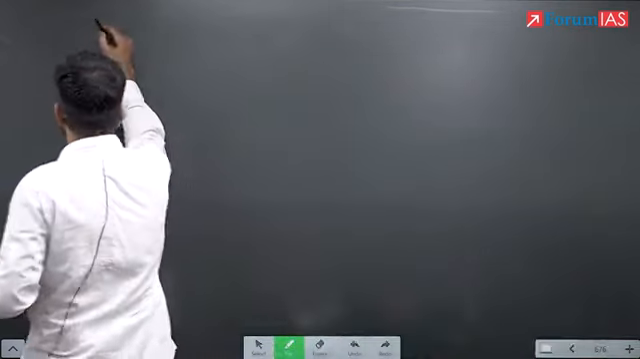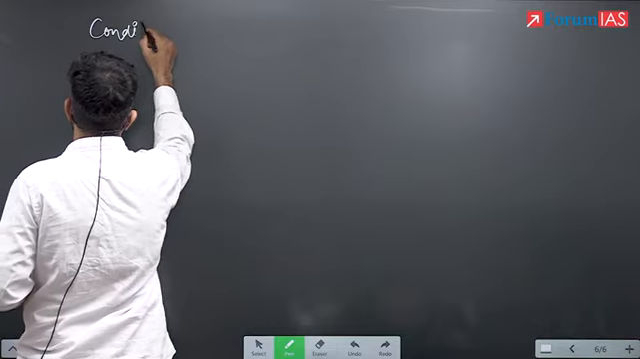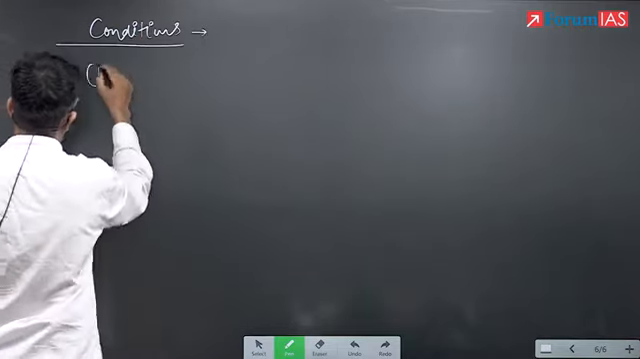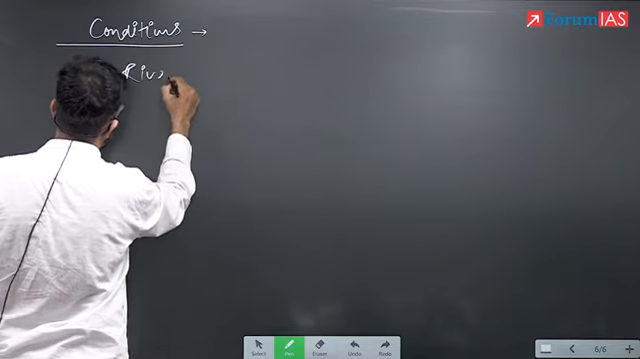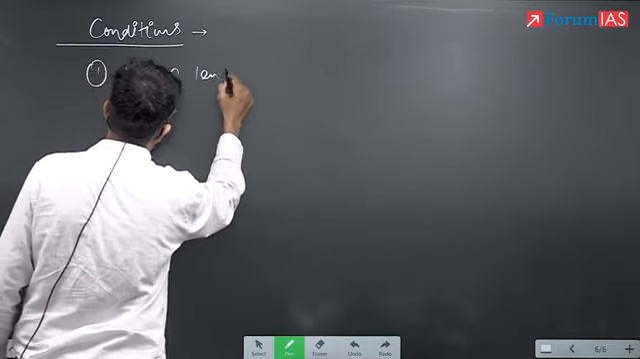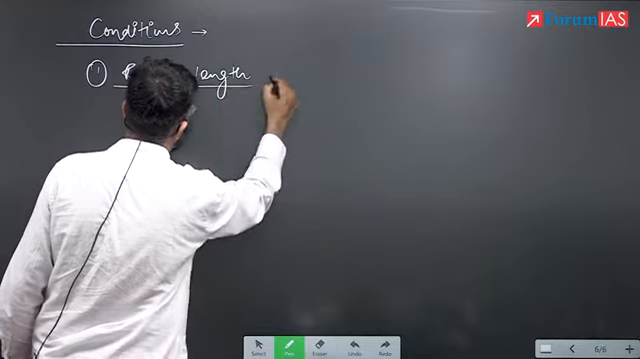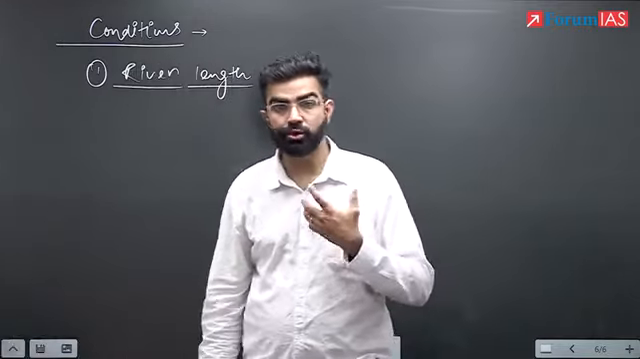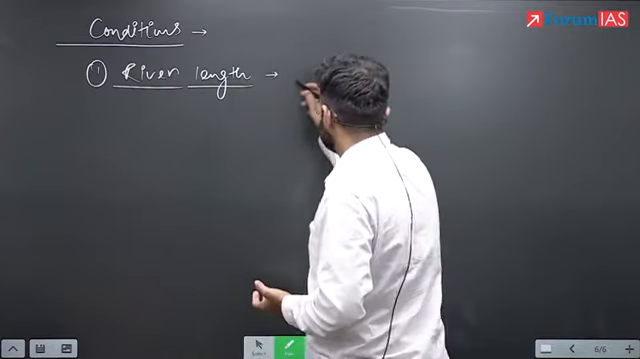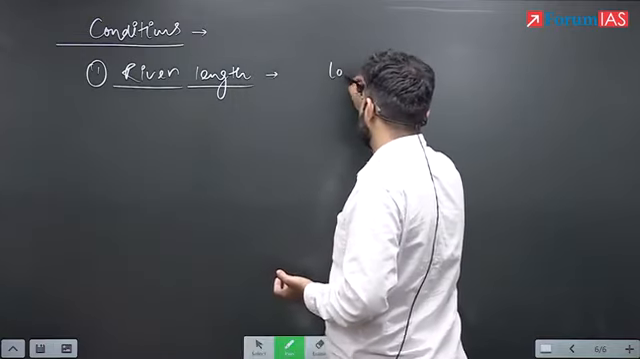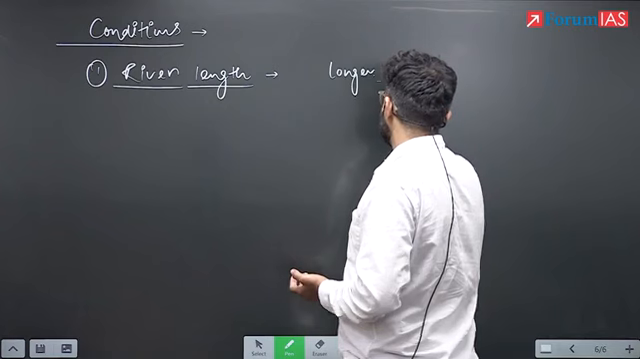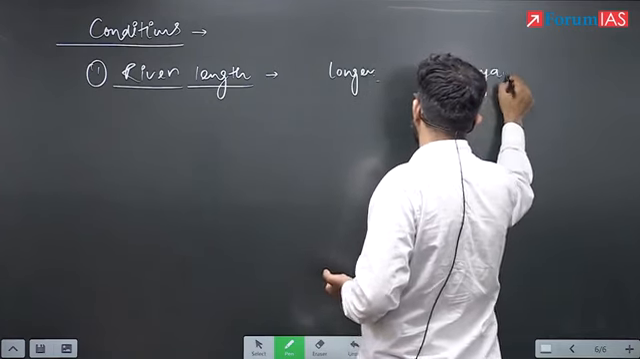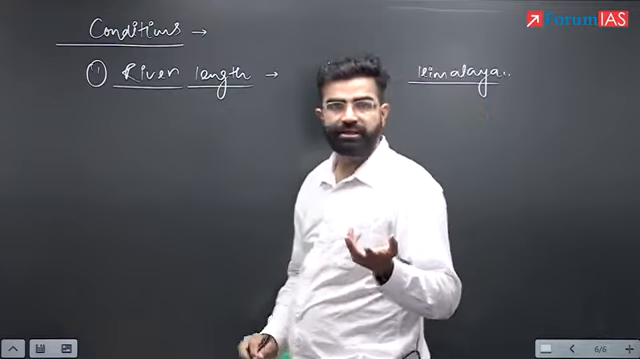Number one, conditions for the formations we are learning. Number one, the river length. Obviously, if the length of the river is shorter, then what will happen? It will bring lesser sediments, which is not required. We need more sediments, right? So the river length must be longer. For example, Himalayan rivers are making the great deltas. The example: Ganga Brahmaputra Delta.